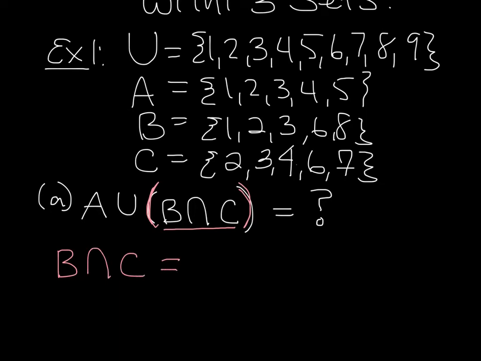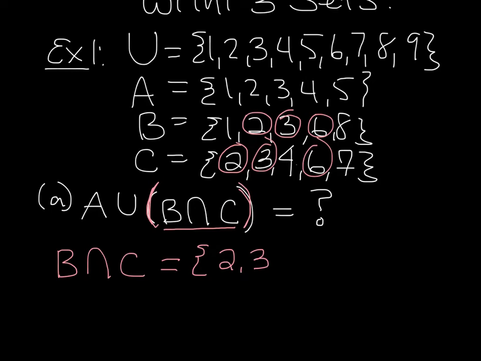Okay, so what's the intersection of B and C? Well, we look at set B and set C, and what do they have in common? It looks like they have a 2 in common, a 3 in common, and a 6 in common. So I know that this set consists of 2, 3, and 6. Okay, so we know its cardinality is just 3.